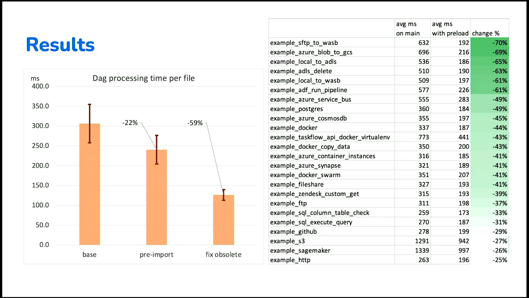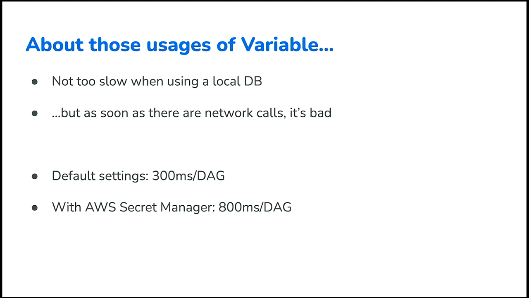So this is very nice, but then I was investigating a bit more on the issue. And about these usage variables, when I told you that this was not very long, actually you were right, because I was running in Breeze, and when you run in Breeze, you have everything local. The DB is local as well, so it's pretty fast. But as soon as you have a distant DB, or even worse, if you run something like AWS Secret Manager, which is going to do network calls to AWS every time you do a secret lookup, it gets a lot slower. We got to 800 milliseconds per DAG as soon as I enabled AWS Secret Manager.